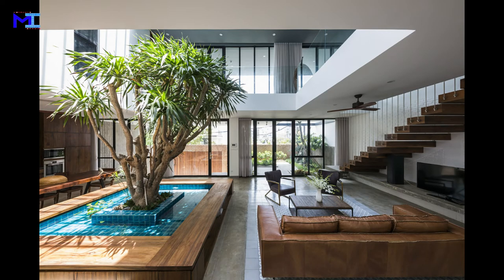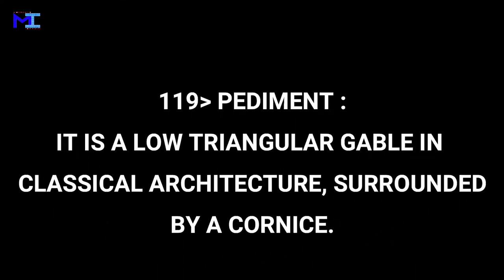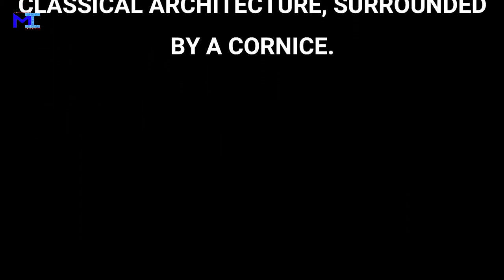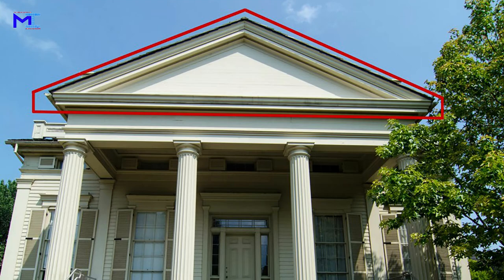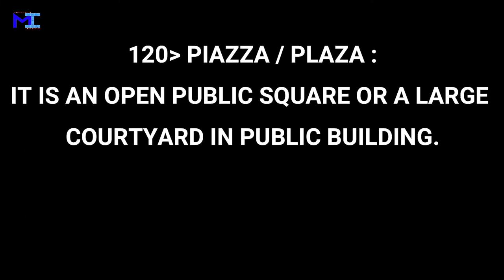Patio, it is an outdoor paved area of the house. Pediment, it is a low triangular gable in classical architecture surrounded by a cornice. Piazza or plaza, it is an open public square or a large courtyard in a public building.